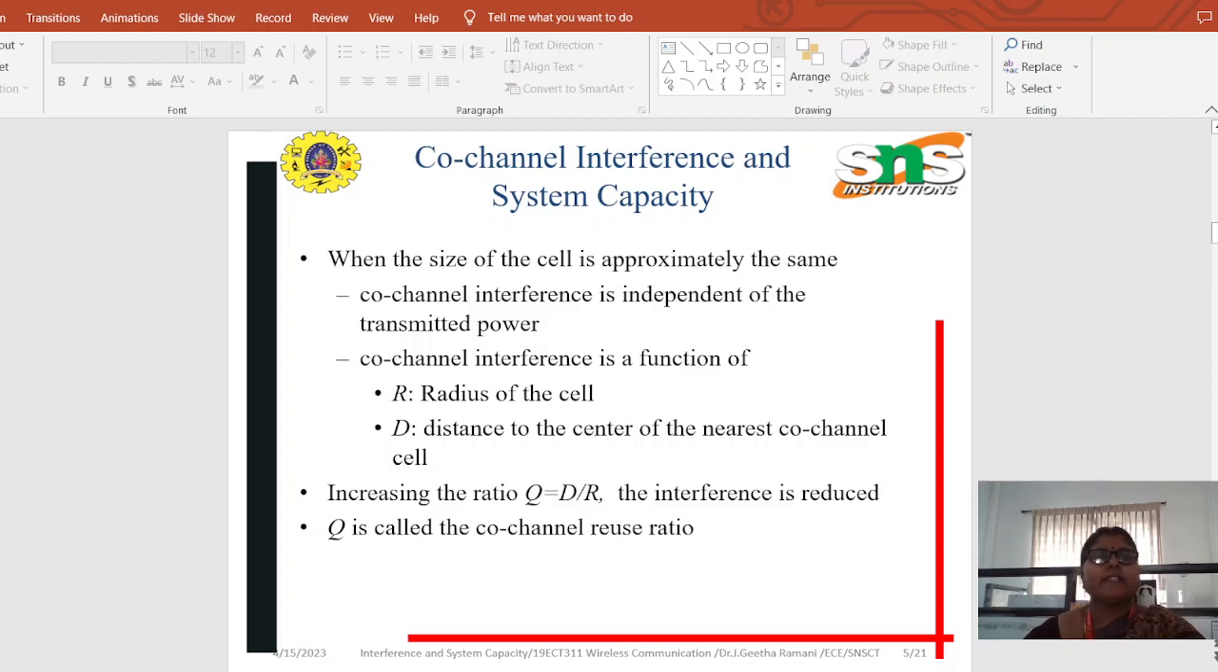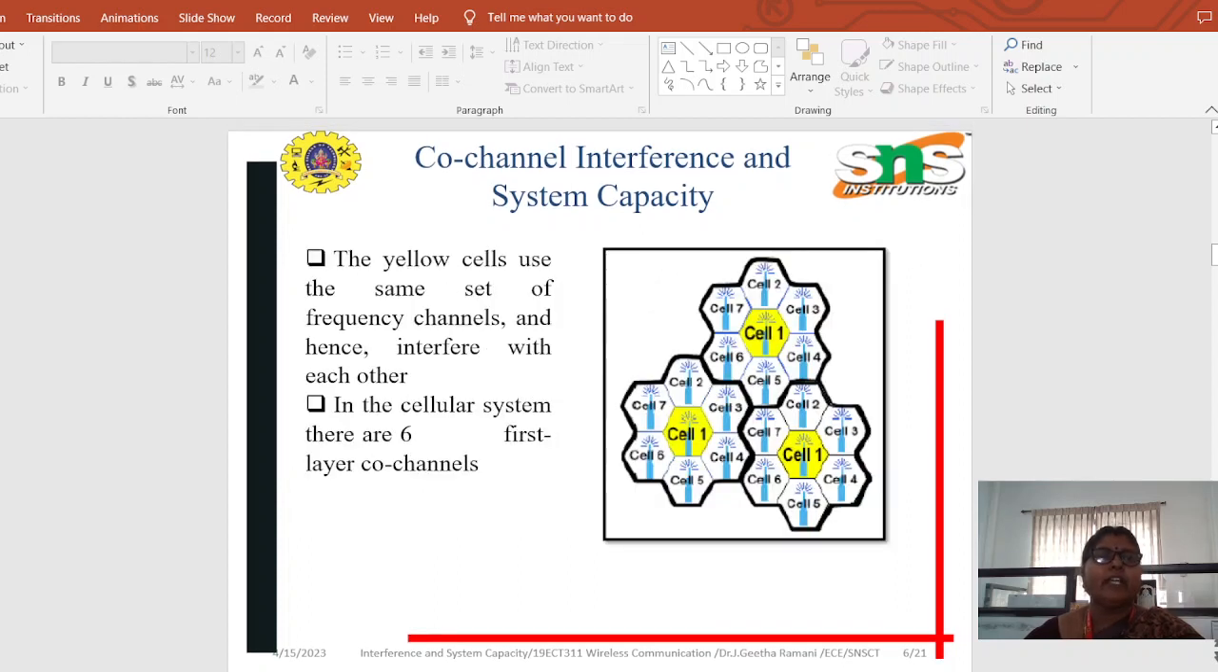So when the size of the cells is approximately the same, then co-channel interference is independent of the transmitted power. So co-channel interference is a function of two parameters, R and D, where R is the radius of the cell and D is the distance to the center of the nearest co-channel cell. Okay, if you look at the diagram you might understand. So these yellow shaded cells are called co-channel cells, which are using the same set of frequencies. Similarly, the cells with the same number are also co-channel cells that utilize the same set of frequencies.